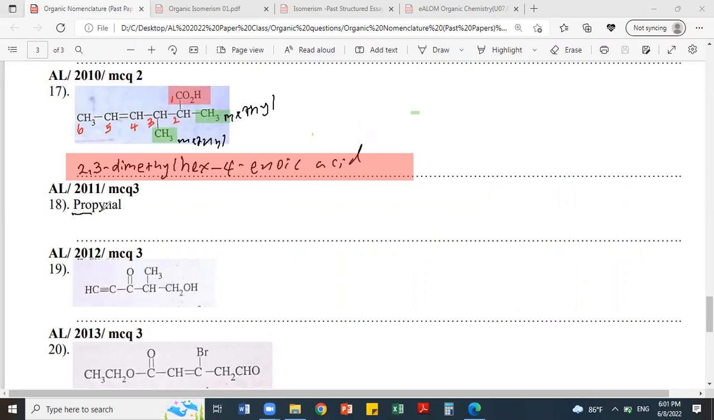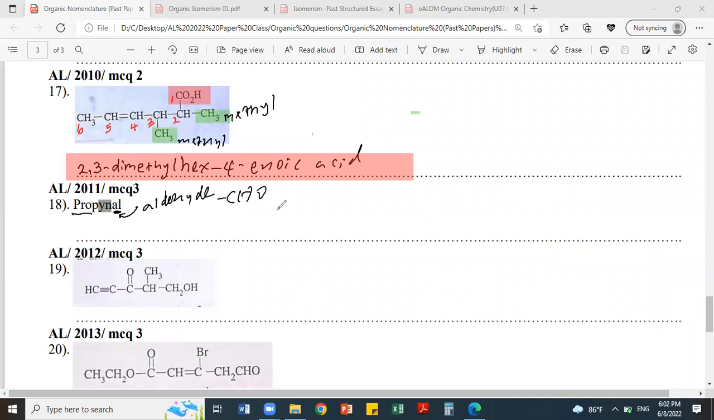Then propynal. Prop means how many carbons? 3. Yn means there's a triple bond. Al means aldehyde. If ol means alcohol, al means aldehyde. I'll underline this. Al means aldehyde. Aldehyde means CHO group.